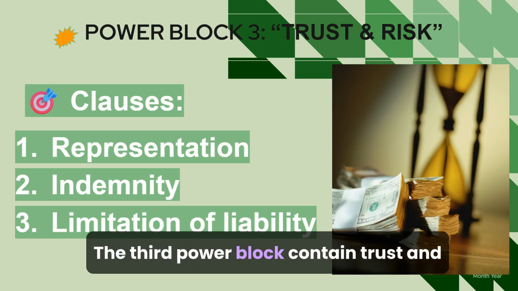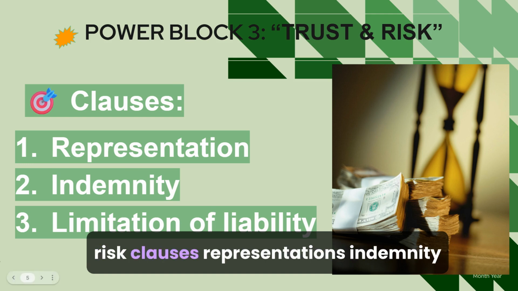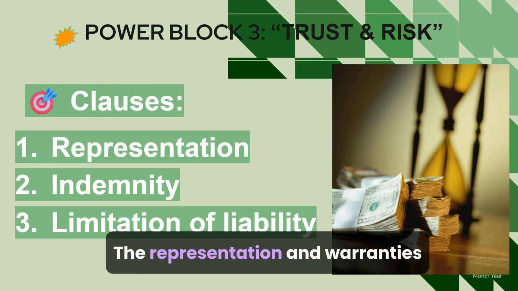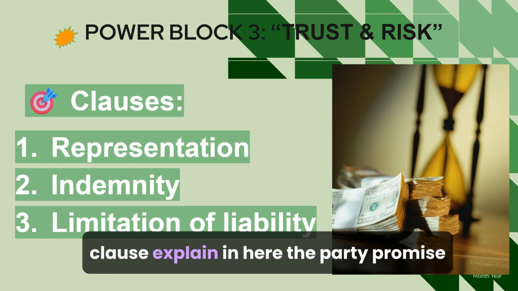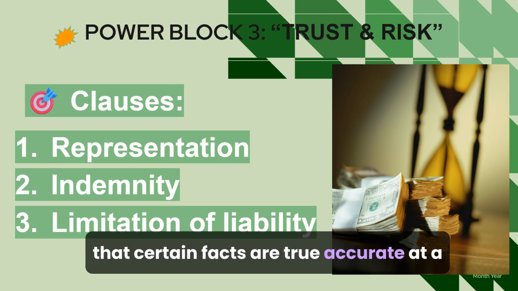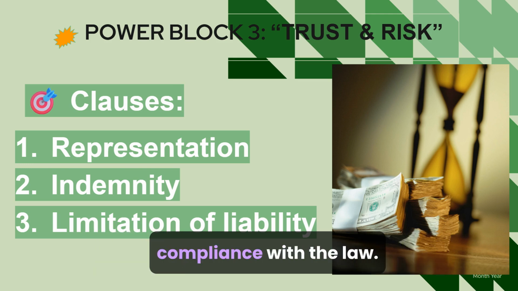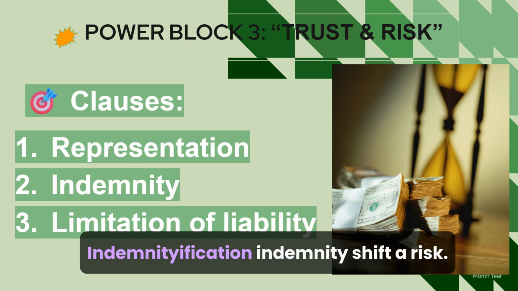The third power block contains trust and risk clauses: representations, indemnity, and limitation of liability. The representations and warranties clause explains that a party promises that certain facts are true and accurate at the time of signing. Example: authority to sign, and compliance with the law. Indemnification: indemnity shifts a risk.